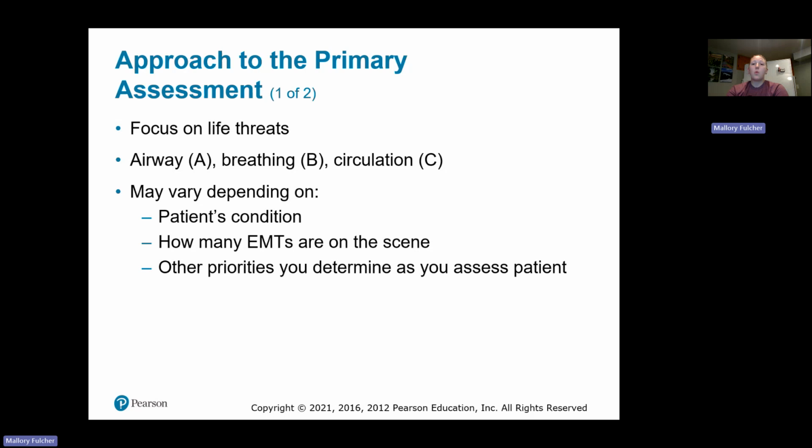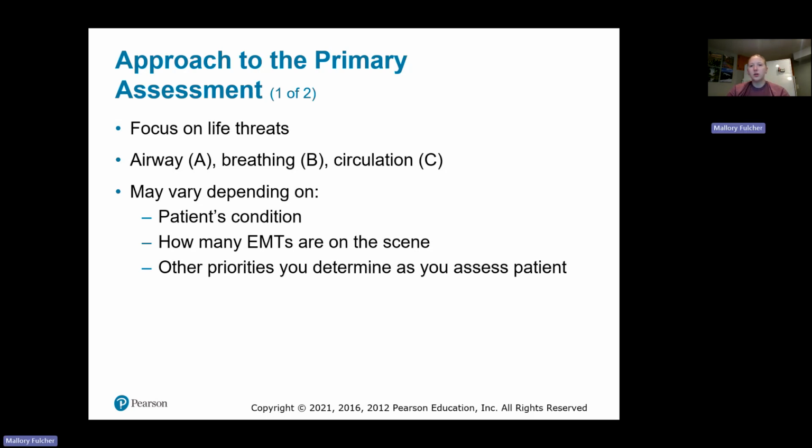How we go about assessing, and when, really depends on the patient's condition, right? If you walk up on scene and they're completely unresponsive, we want to check circulation first, because if they don't have a pulse, we're going to start doing CPR, right? If they are alert, we want to go to airway first. So if they're alert, we're going to do ABCs. If they're unresponsive, we're doing CAB: circulation, airway, breathing.